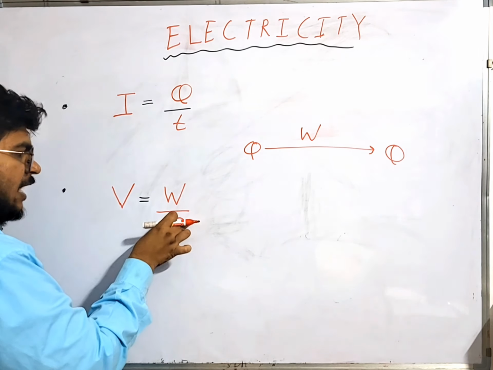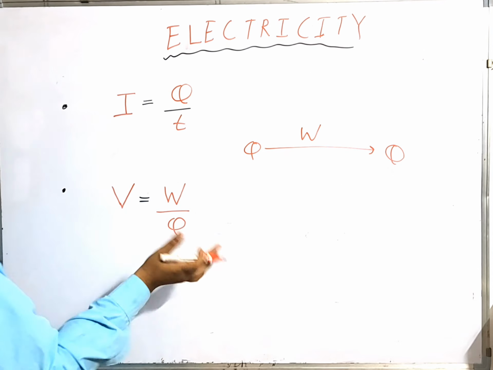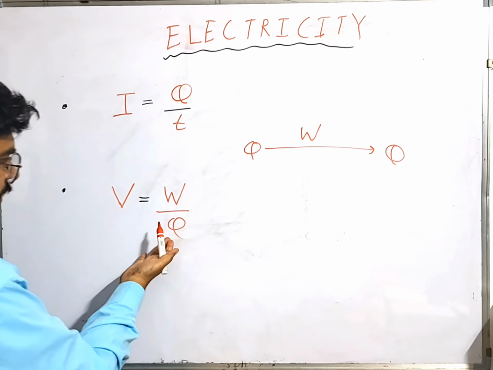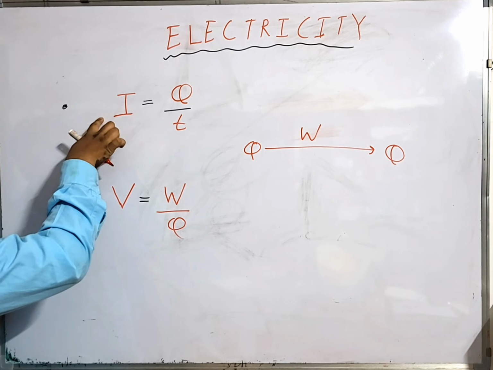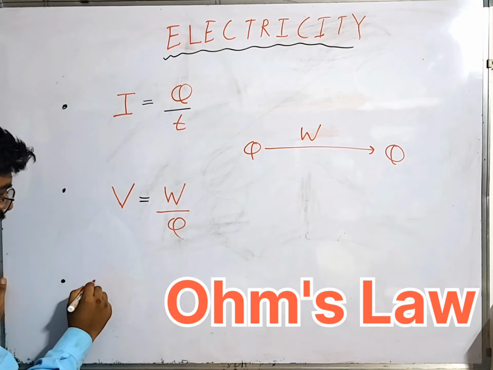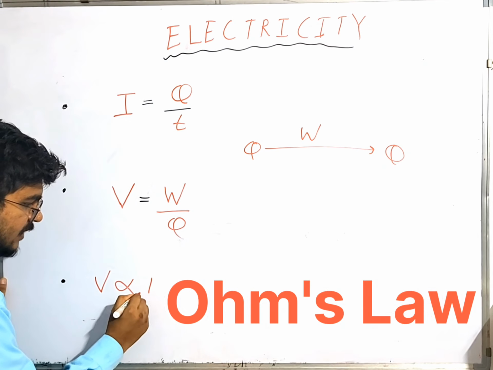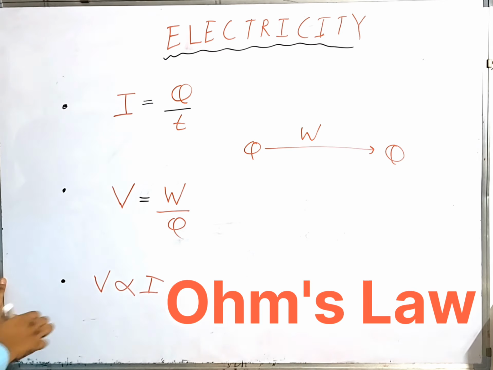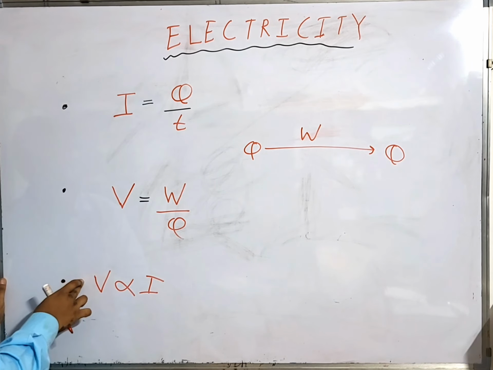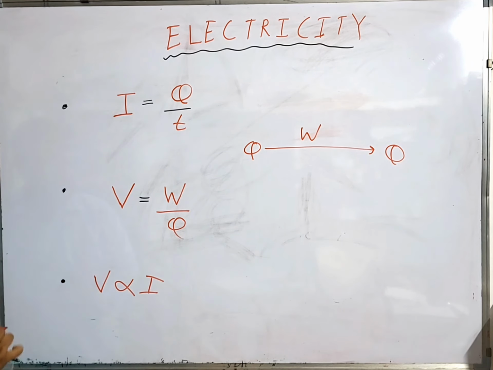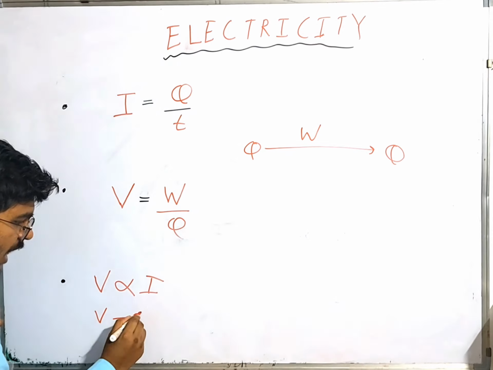Now charge can be denoted by capital Q or small q, both of them. Next we are going to study that potential difference and electric current are directly proportional to each other. That is, V is directly proportional to the electric current I. That means whenever the potential difference increases, the current also increases. Whenever the potential difference decreases, current also decreases. Now to remove this proportionality sign, we introduce a proportionality constant, that is R. V is equal to IR.